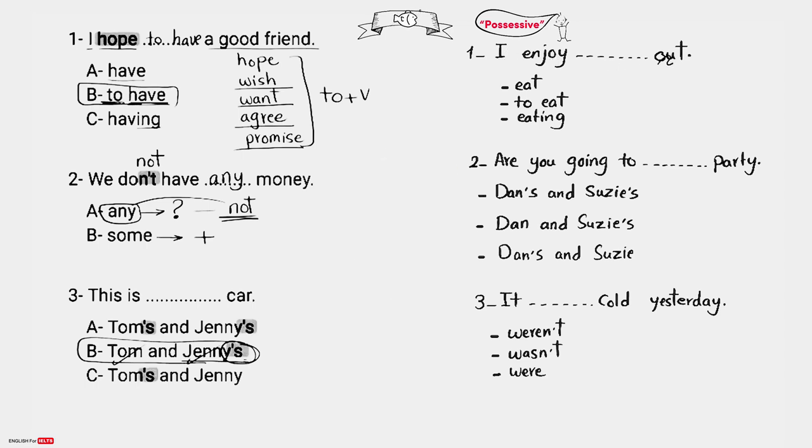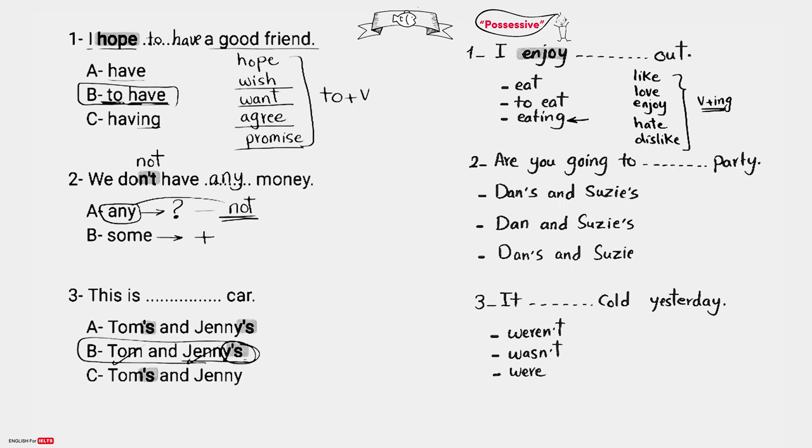I enjoy blank out. I enjoy eat out, enjoy to eat out, enjoy eating out. The key here is the verb enjoy. Verbs like love, enjoy, hate, dislike are followed by the verb plus ing. So the answer here is eating. I enjoy eating out.